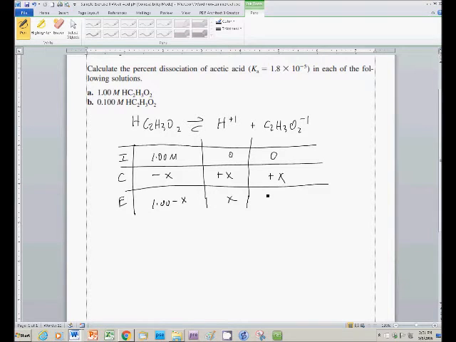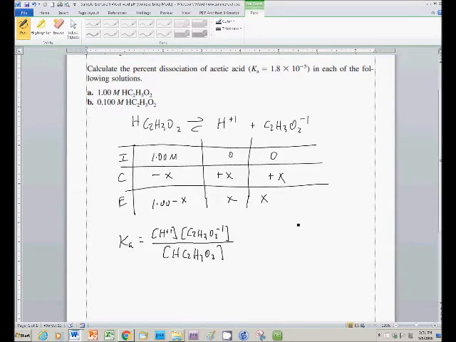and then X dissociates. That means X of each of these forms, and so at equilibrium we have 1 minus X, X, and X. Now, as far as the expression for equilibrium, we know that Ka will be equal to the products, which is the hydrogen ion and the acetate ion, over the reactant concentration, which is the unionized acid. So that's the basic equilibrium expression.